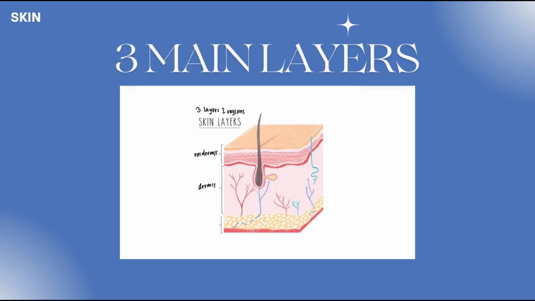Below the two distinct regions, there's the third layer known as the hypodermis, which is mainly composed of adipose tissue for shock absorption. It is a subcutaneous layer that anchors skin to the muscles.